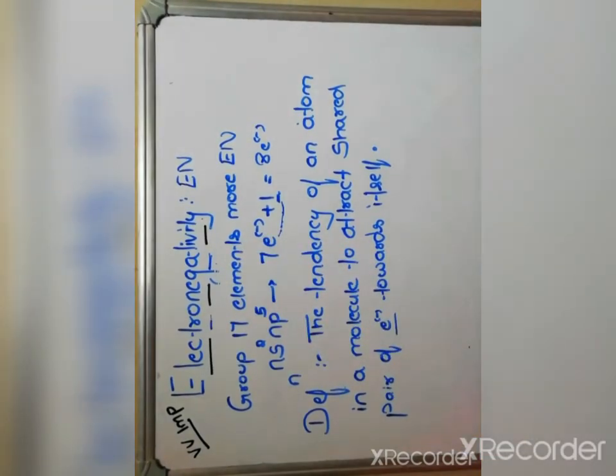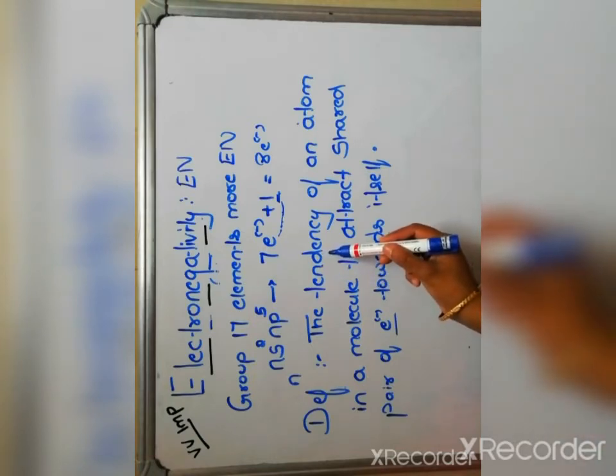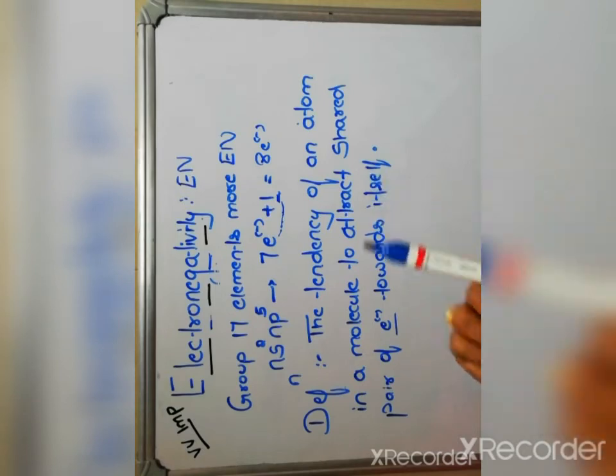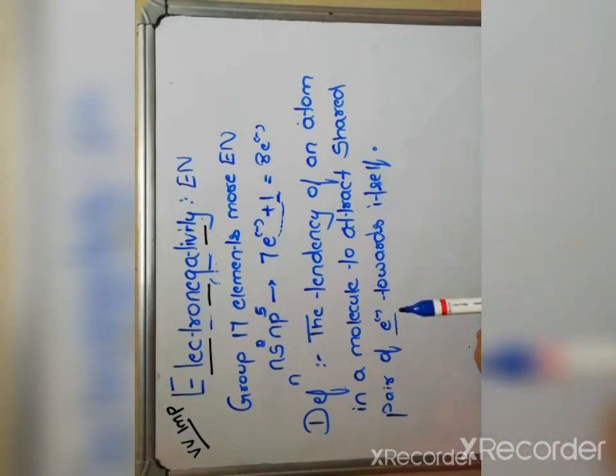And the elements which exhibit electronegativity are called electronegative elements. To gain the octet electronic configuration, the capacity or the tendency of an atom to attract the shared pair of electrons towards itself is called electronegativity.